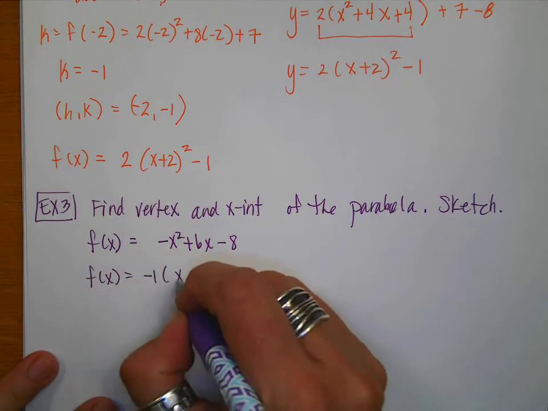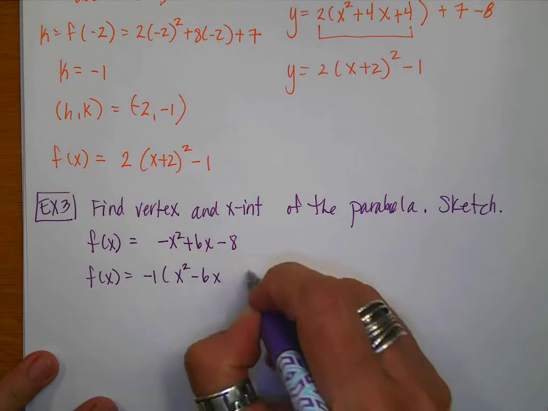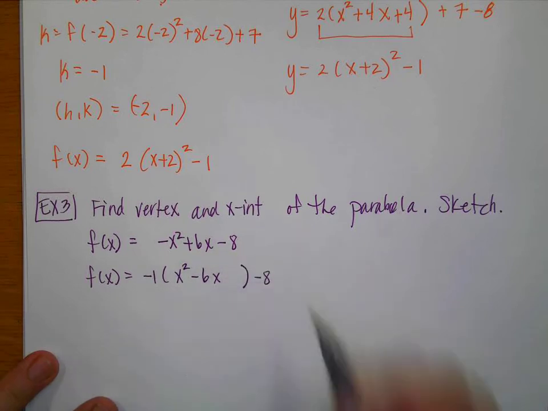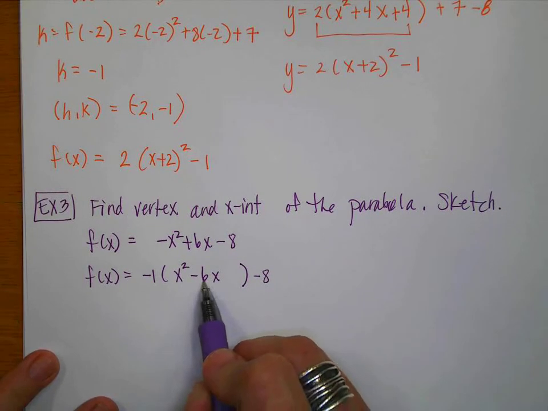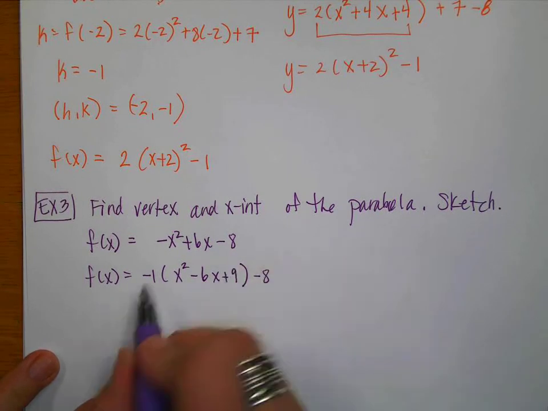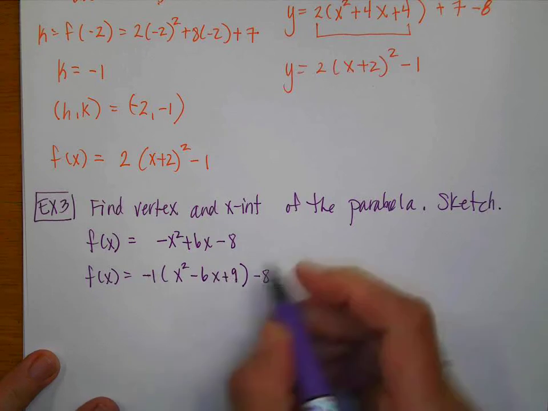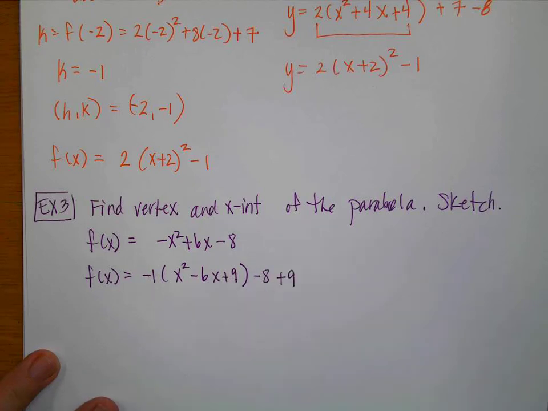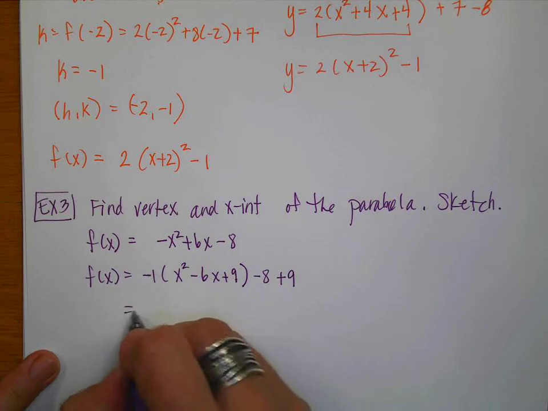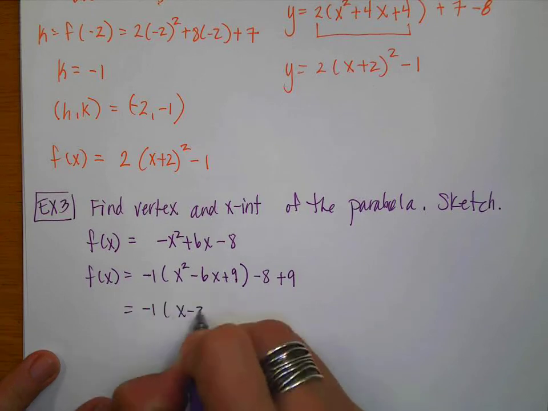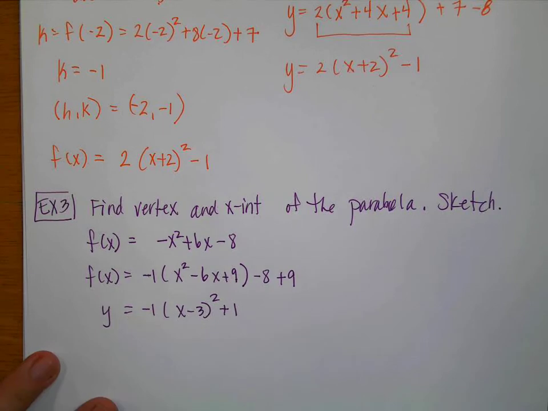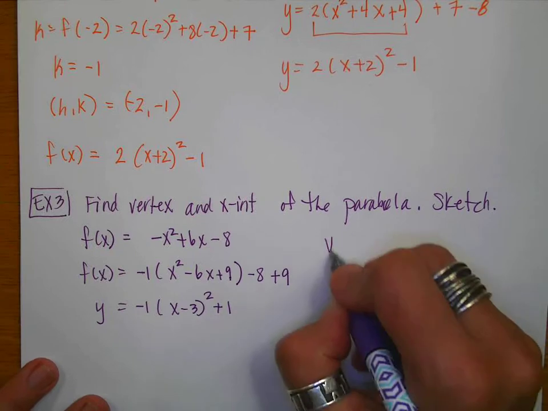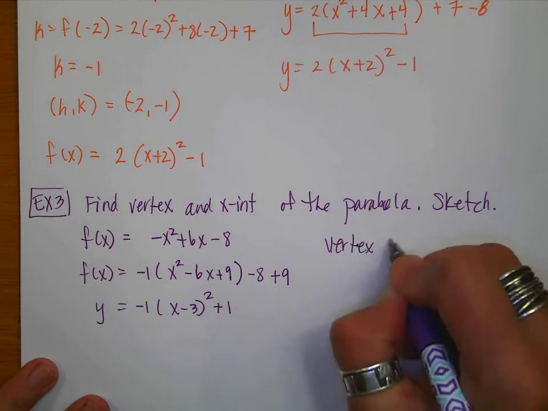So when I do this, first I'm going to factor out a negative 1, x squared minus 6x, leave some space, scoot the 8 over. Half of 6 is 3, squared is 9. This is a negative 9, so that means this is a plus 9. Now I can factor, so here's the negative 1, (x minus 3) quantity squared plus 1, and this is my function in vertex form.